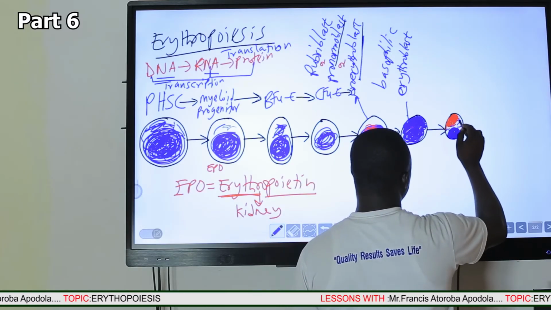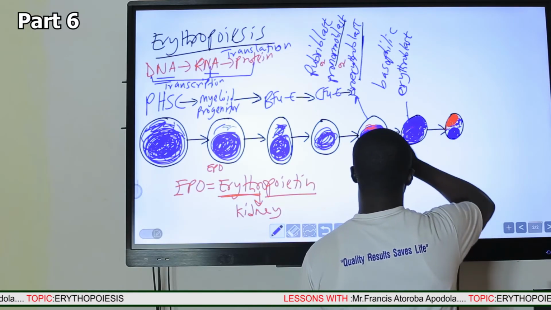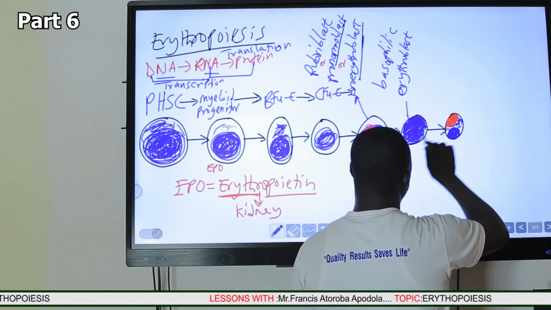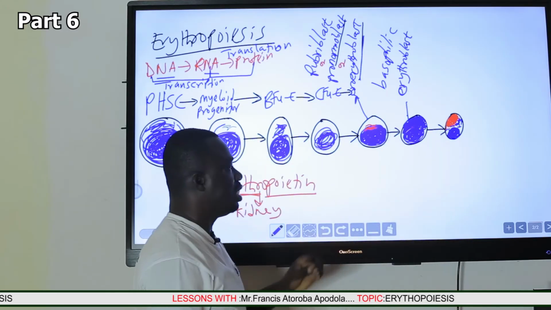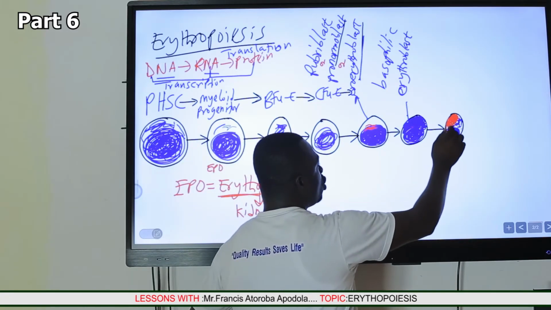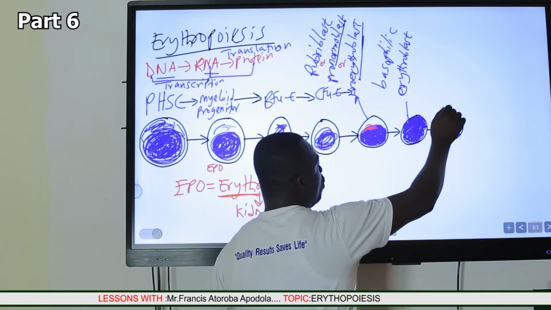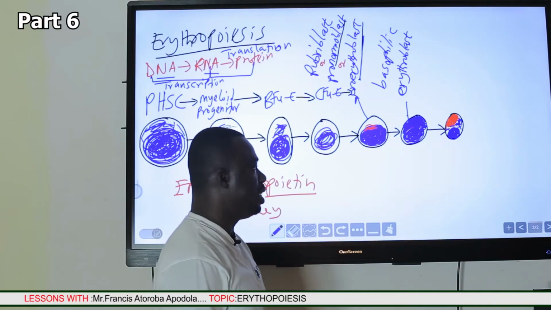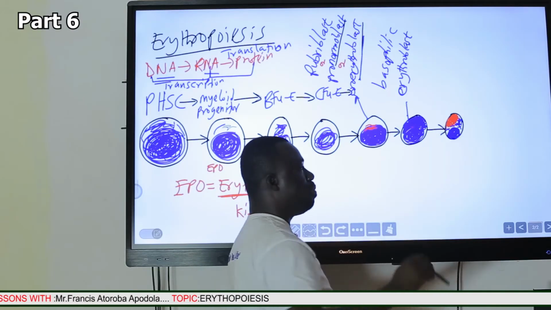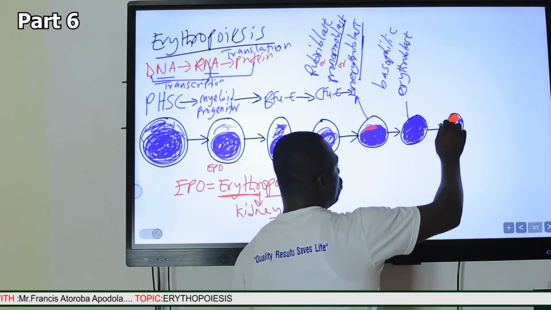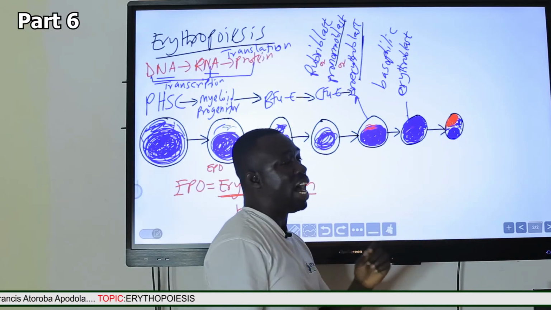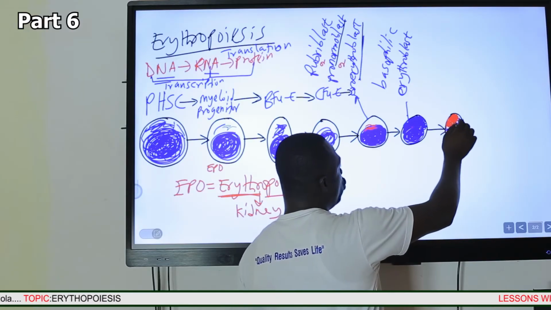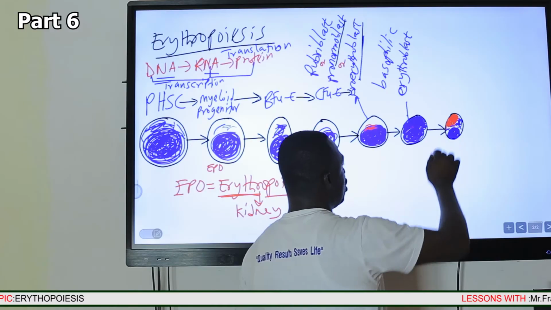Because not all the RNAs in the early erythroblast are translated, the remaining RNA, so there will be a mixture of what? Hemoglobin proteins and then RNA, because the translation is not complete. So the remaining RNA will be basophilic, and the hemoglobins are eosinophilic. So at the end of the day, we have red and then bluish what? Cytoplasm.